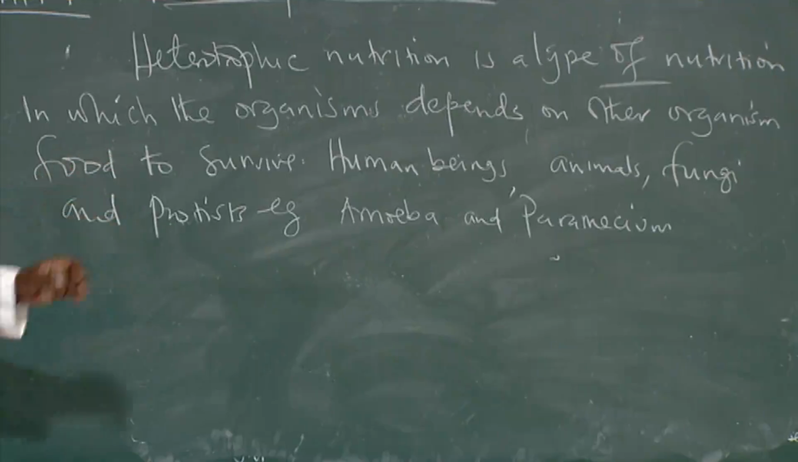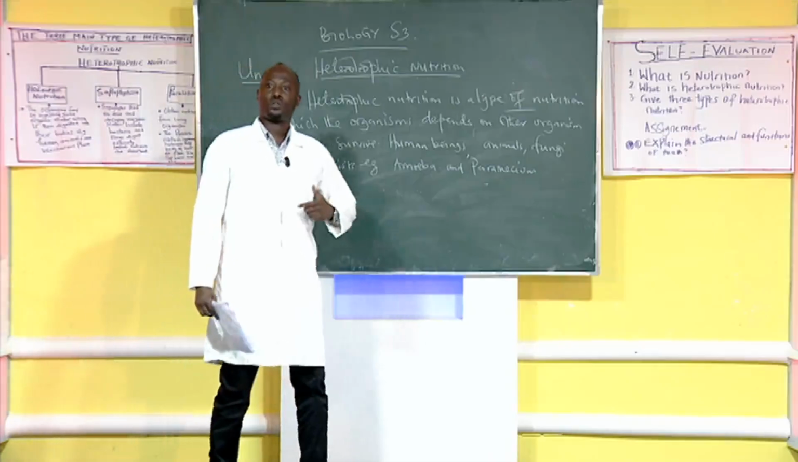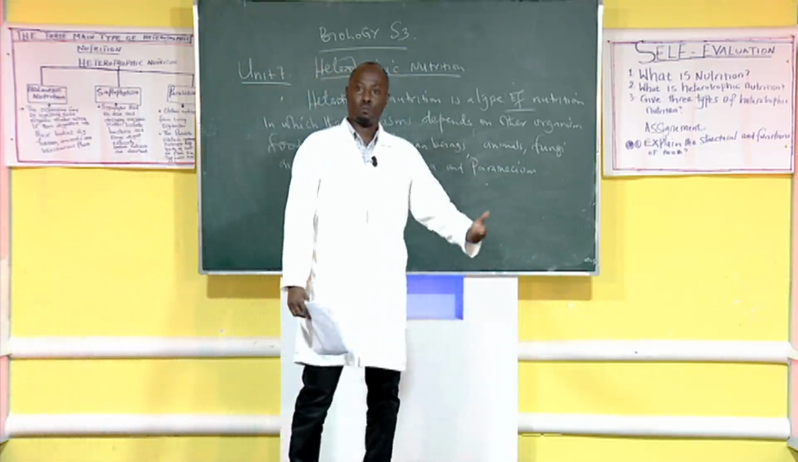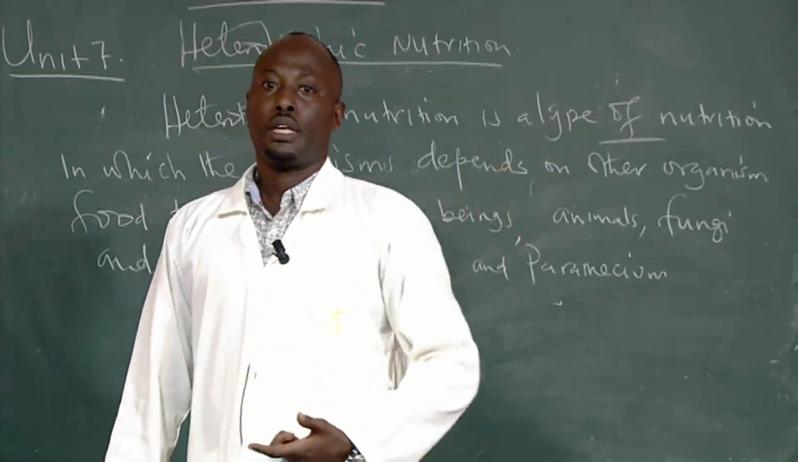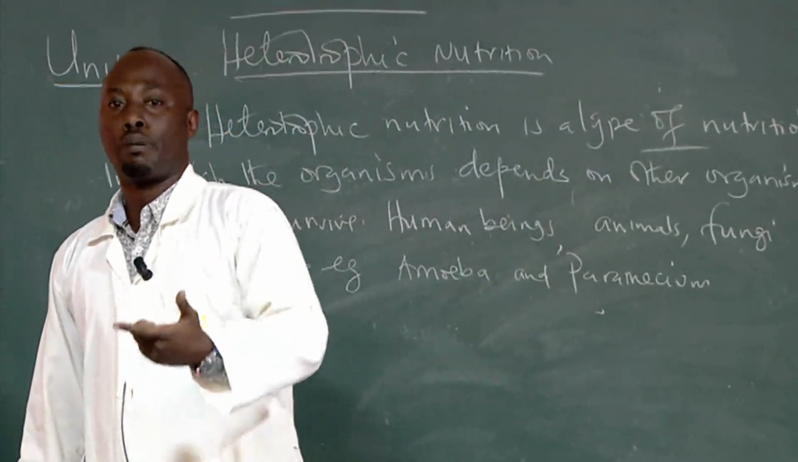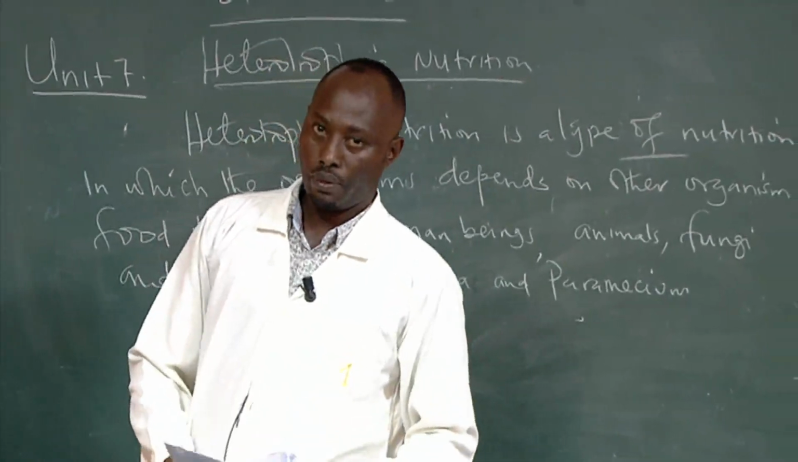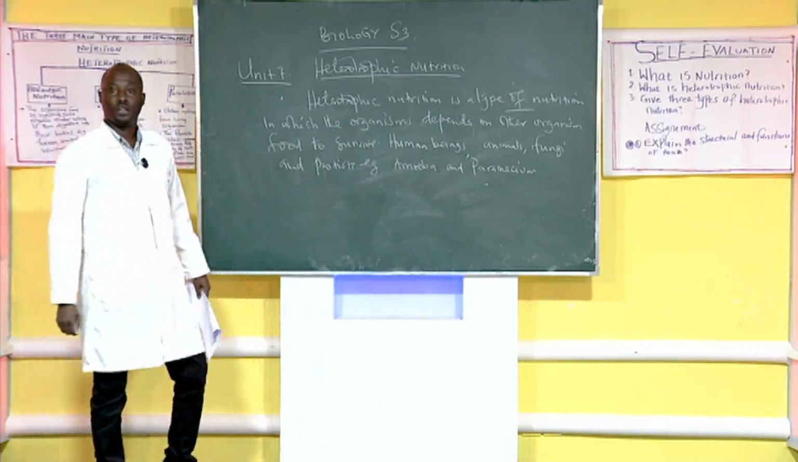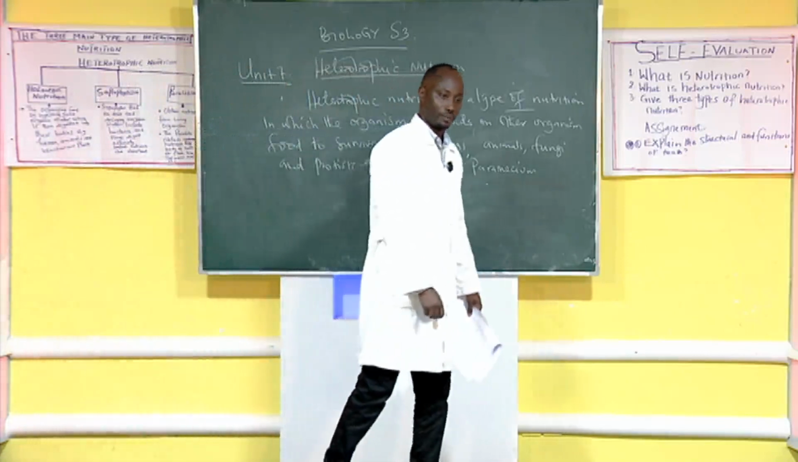In heterotrophic nutrition, the organism has to digest food and break it from complex food molecules or compounds into simple molecules that can be absorbed by the body to make our body tissues. We can say most of these heterotrophs feed on already made food. Excellent.